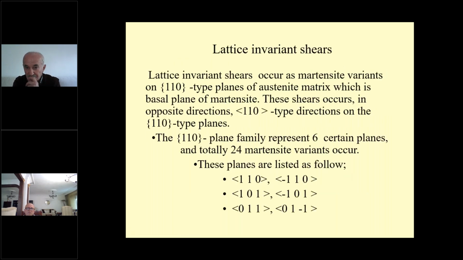Lattice invariant shear occurs as martensite variants on one 110 type plane of the parent matrix, which is the basal plane of martensite. Also, shears occur in the opposite direction, one 110 type direction on the 110 type planes of the parent phase. The 110 plane family represents six certain planes, and totally 24 martensite variants occur. These planes are 110, minus 110, 101, minus 101, 011, and 01 minus 1.